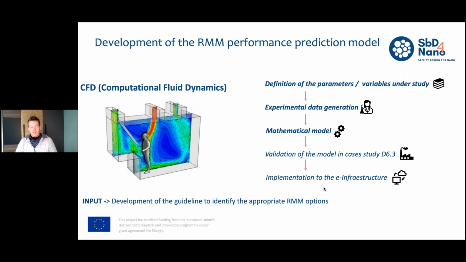So then, as I mentioned, Itena developed a computational fluid dynamics model, which was based on a definition of parameters or variables that were used. Then they generated experimental data and used mathematical models to build up the CFD model that you can see a visualization of on the left-hand side. And this model was validated by using the case studies in work package 6, so the case study development in our project. And then, of course, in the end, it was also implemented in the e-infrastructure.